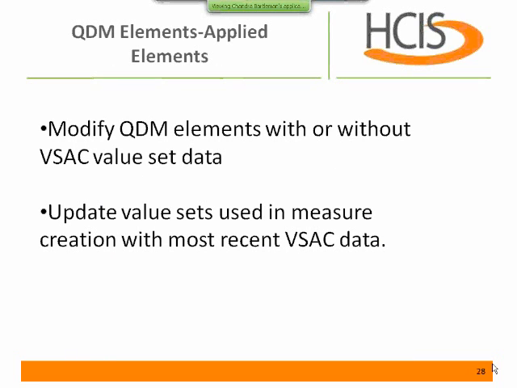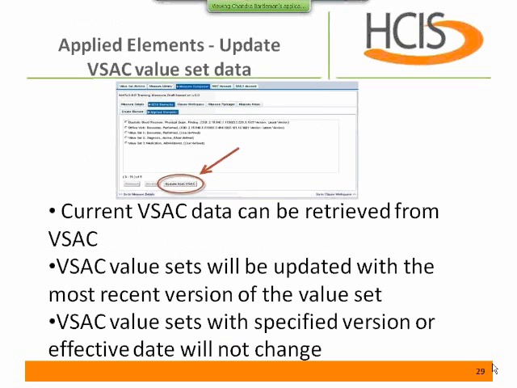Within the QDM Elements subtab, Applied Elements, MAT users can modify applied elements or update the applied elements with VSAC value set data. A few examples of modifications include adding a VSAC value set to a QDM element previously created without a value set, changing the category and/or data type of a previously created QDM element, or adding or removing an occurrence from a QDM element.